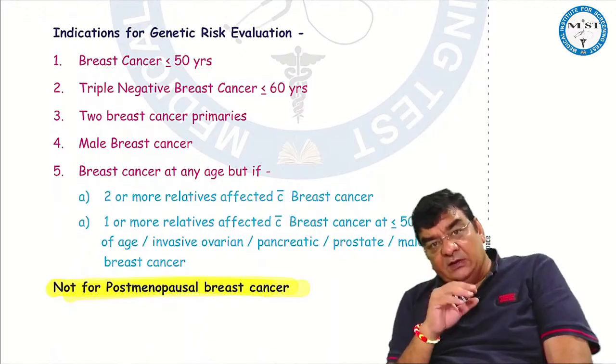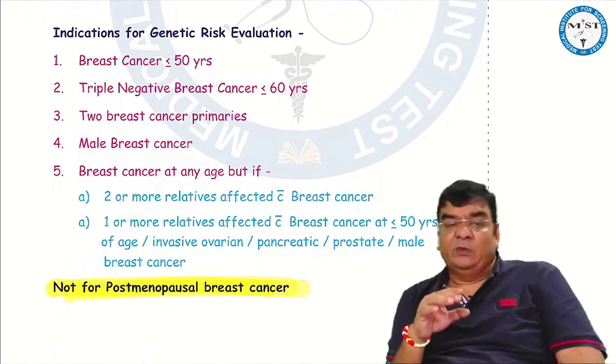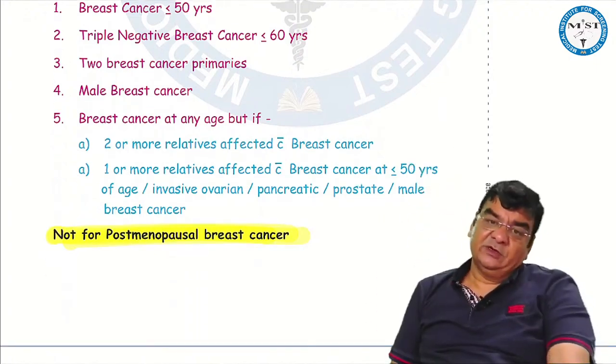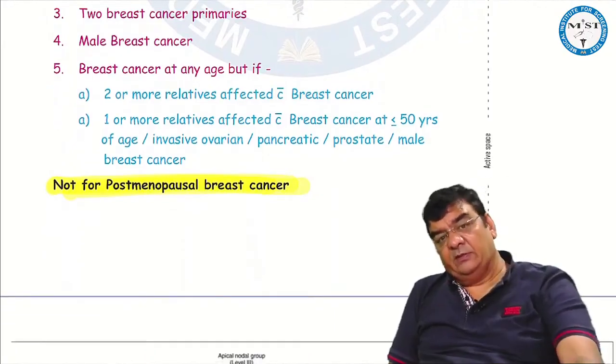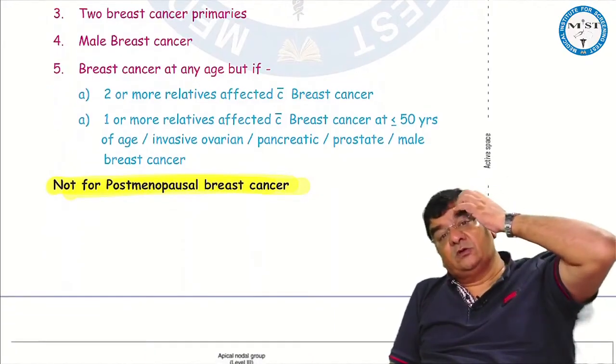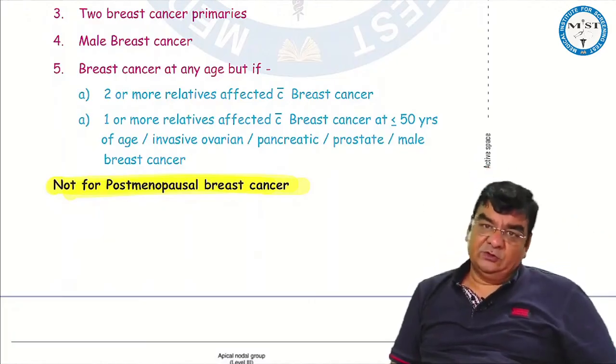Breast cancer at any age, but if there are too many cancers in the family, maybe 2 or more relatives affected with breast cancer, or maybe 1 or more relative affected with breast cancer less than 50 years of age, or maybe invasive ovarian cancer in the family, or maybe pancreatic, prostate, or maybe male breast cancer in the family, then also genetic evaluation should be done.